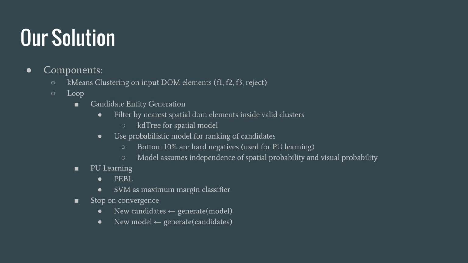We had a couple of problems. One is that the number of DOM elements on a web page is actually quite large, so we need to shrink that down. For us, we use k-means to cluster things which probably belong in the data entity model and things that don't. Afterwards, we have candidate entity generation, because we've got all these DOM elements, and we need to structure them into things that are actually entities. After that, we have PU learning, because we have positive examples and unlabeled examples through candidate entity generation, but we don't have any negative examples. And we loop through this until we have convergence.